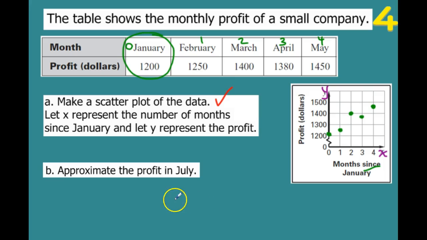There, we already did part A. We made a scatter plot. And now it says approximate the profit in July. Well, if this is months since January, January, February, March, April, May, June is there, so July is 1 off the graph. This would be month 5, so really month 6, which if you want to draw a line out here, you can. This would be month 6.